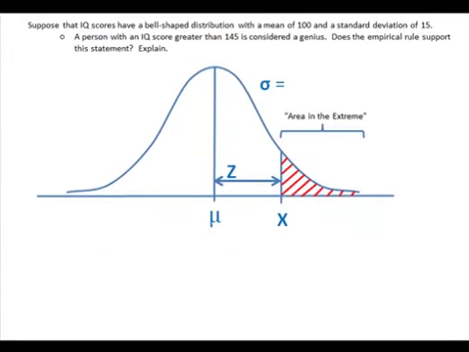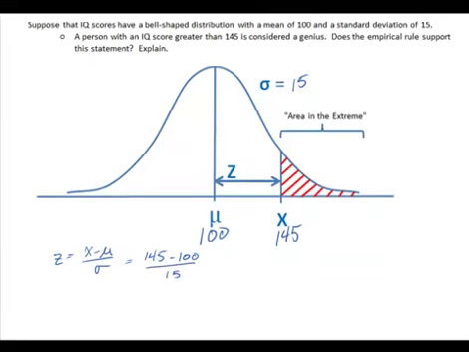Suppose that IQ scores have a bell-shaped distribution with a mean of 100 and a standard deviation of 15. A person with an IQ score greater than 145 is considered a genius. Does the empirical rule support this statement? First, we find a z, which is equal to our x minus our mean over standard deviation, which is equal to 145 minus 100 over 15, which is equal to 45 over 15, or 3.00. So our z is equal to 3.00 standard deviations.